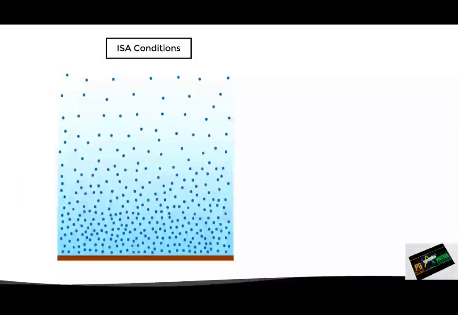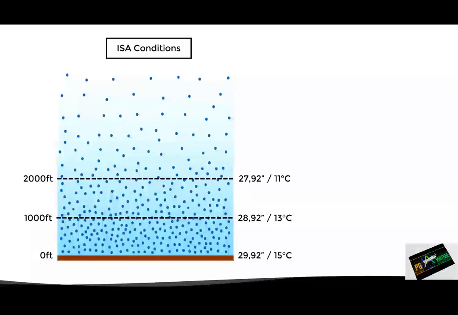Here we have then an air column with standard conditions. This means that at sea level we have a pressure of 29.92 inches of mercury and a temperature of 15 degrees Celsius. And as we saw in the video about the ISA atmosphere, pressure decreases at a rate of 1 inch per 1,000 feet, while temperature decreases at a rate of 2 degrees Celsius per 1,000 feet. Therefore, at 1,000 feet we would have a pressure of 28.92 and a temperature of 13 degrees. At 2,000 we would have 27.92 and 11 degrees, and so on.